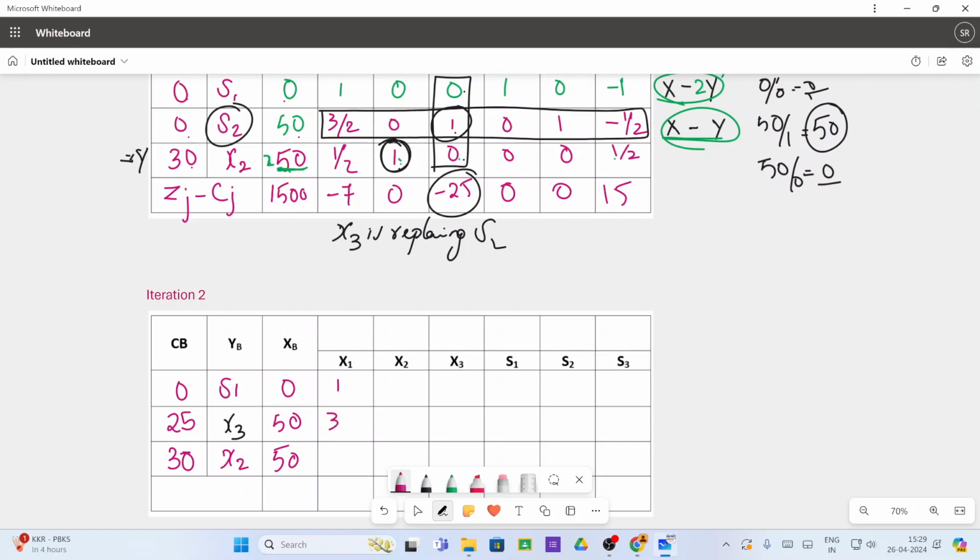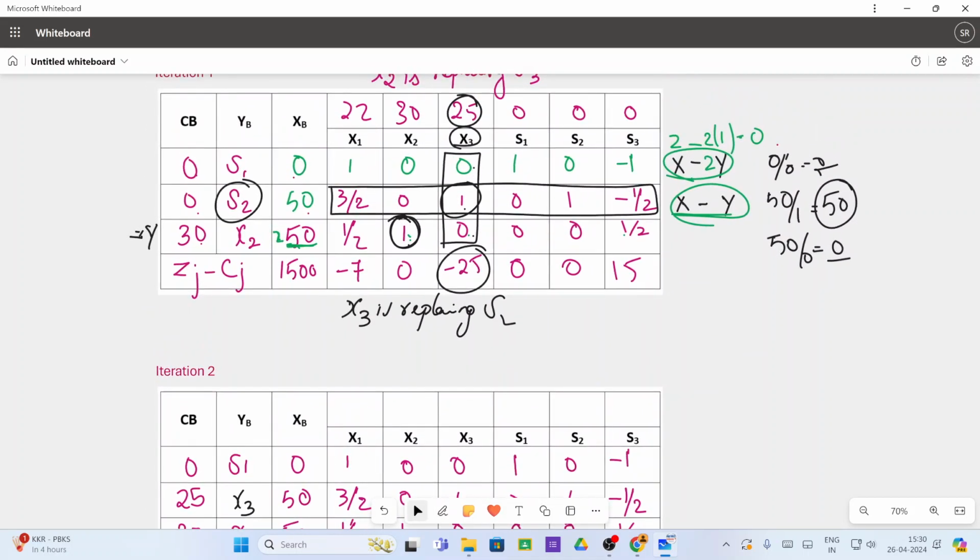So 1, 3 by 2, 1 by 2, 0, 0, 1, 0, 1, 0, 1, 0 and 0, 0, 1 and 0. This is -1, -1 by 2, 1 by 2. Okay, so again we have to write the values of Cj.